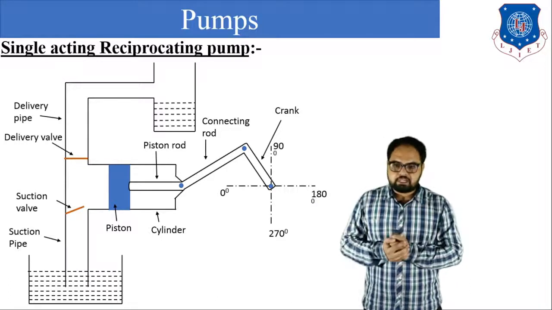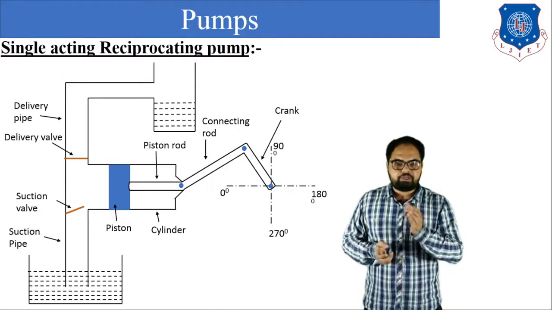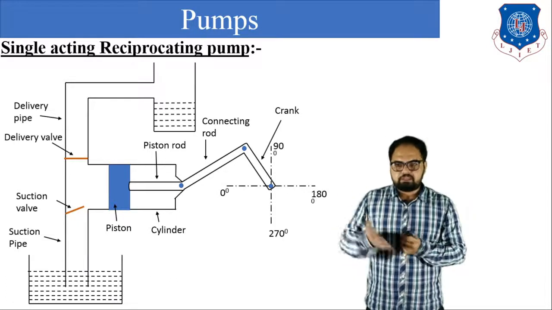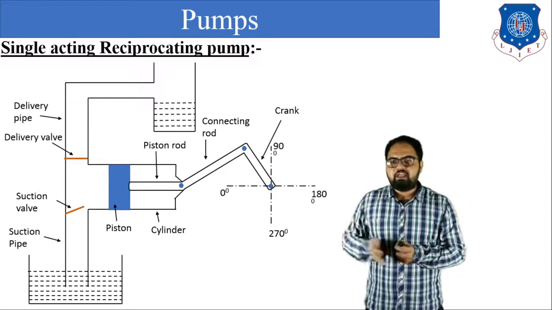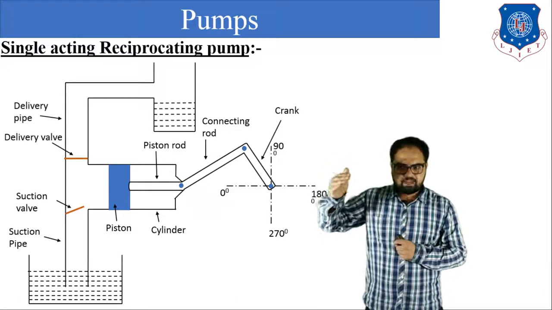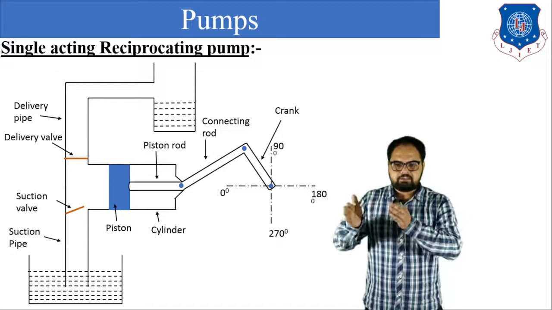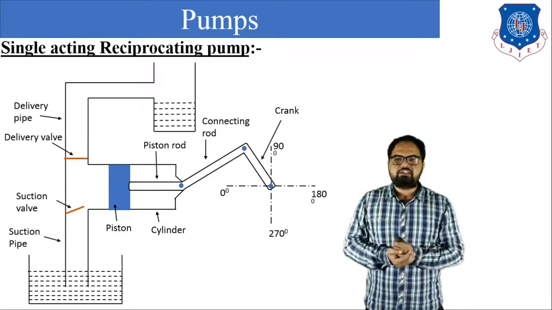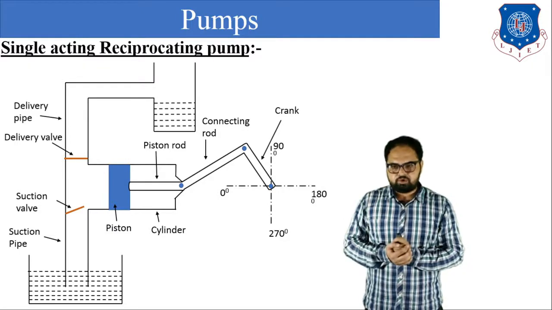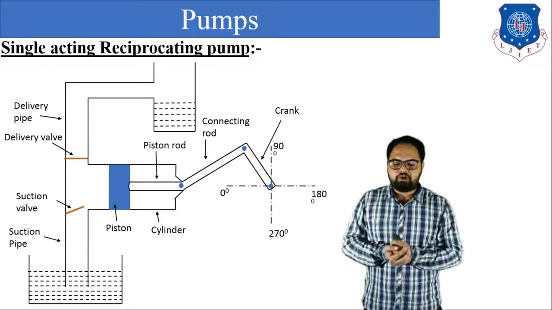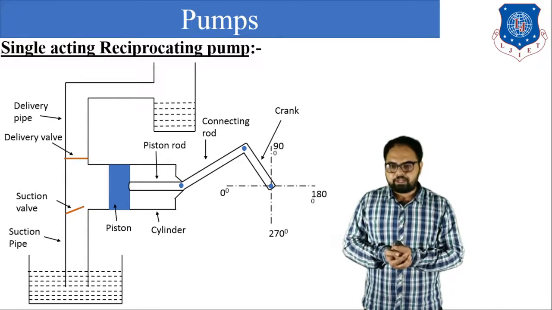The pump is a reciprocating pump. That means the piston will reciprocate inside the cylinder. In this figure you can see that there is a suction pipe with suction valve fitted, delivery pipe with delivery valve fitted, piston, cylinder, connecting rod, crank and discharge tank installed. So we will discuss the function of each and every component of the single acting reciprocating pump.